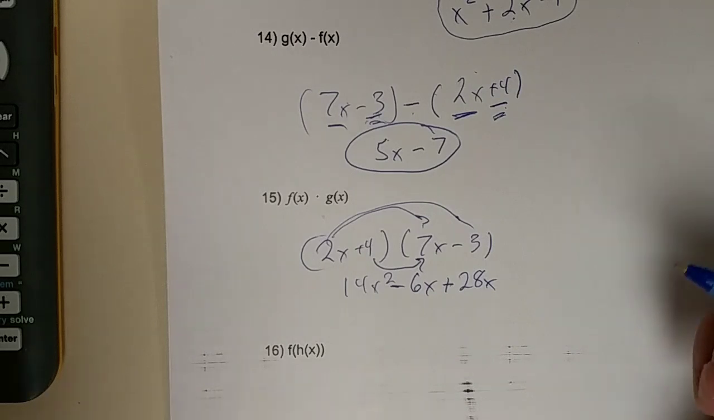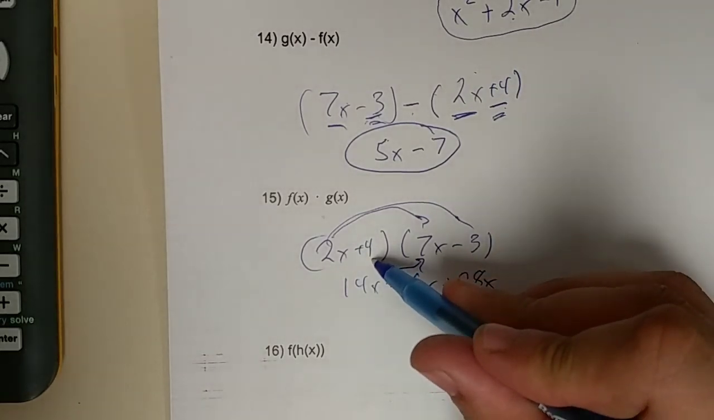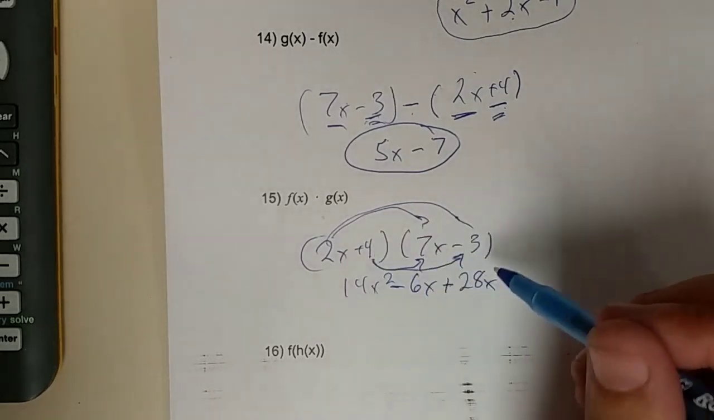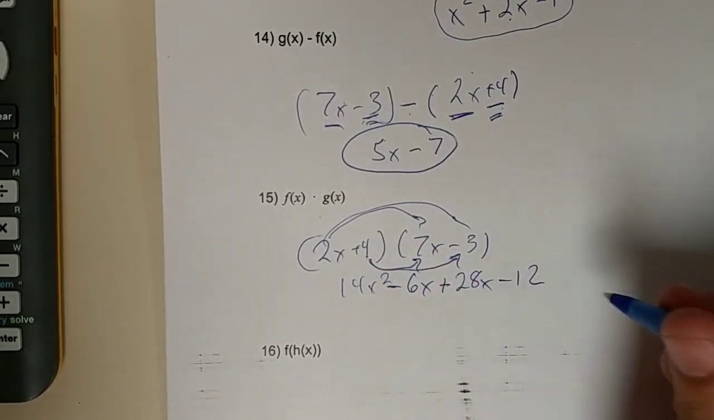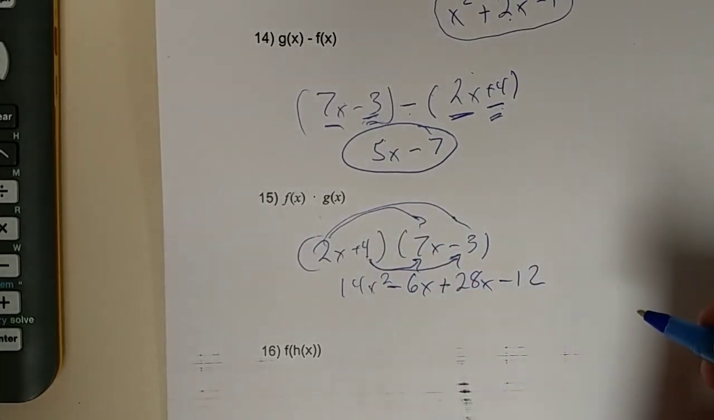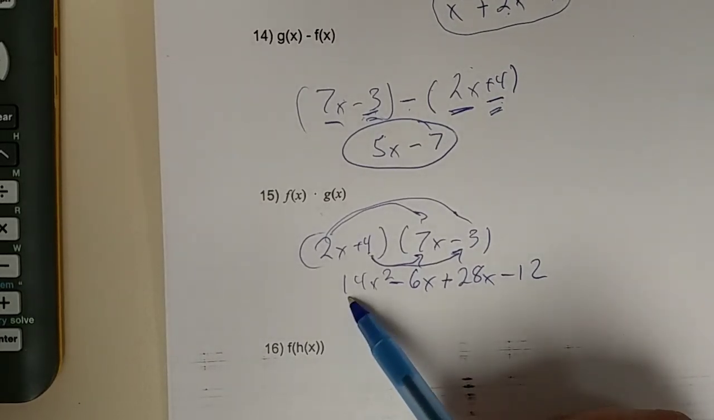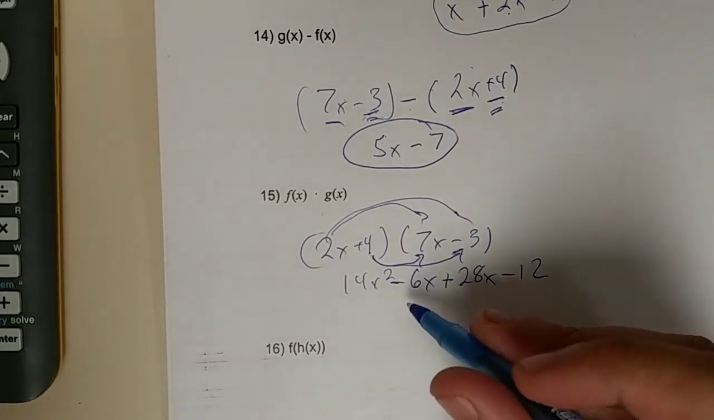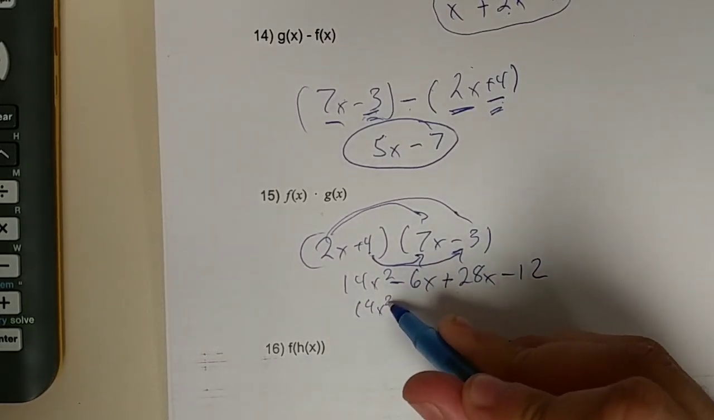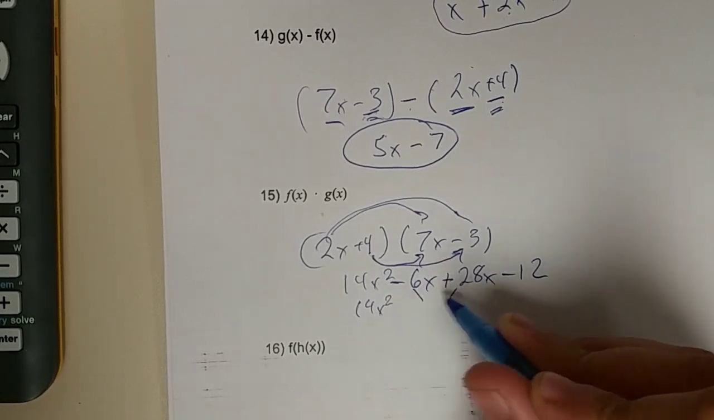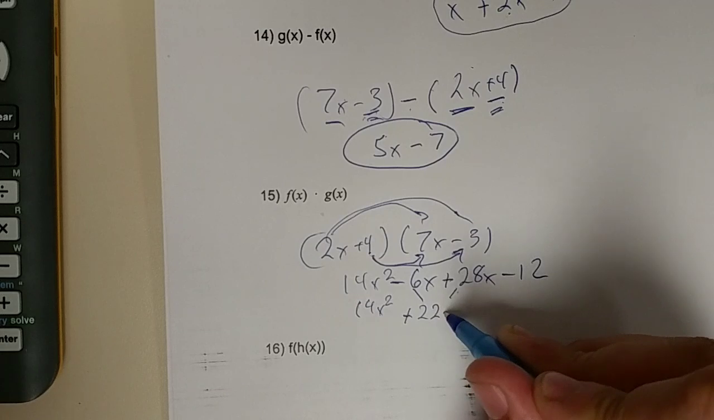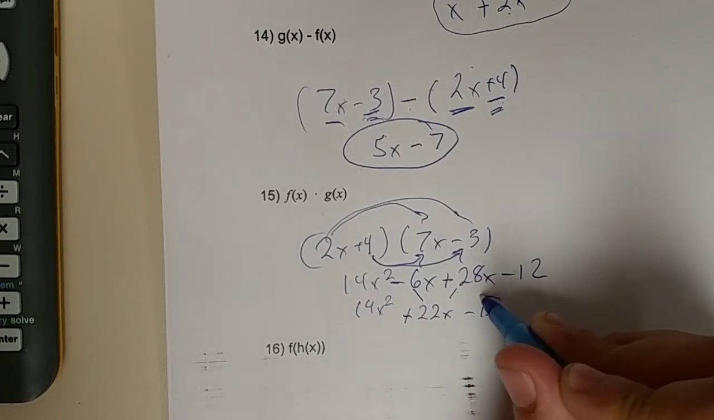And if you ever think I'm going too fast, just rewind and slow it down. YouTube gives you that option to slow down your speed. 4 times negative 3 is negative 12. Let's see, can we combine any like terms? X squared doesn't have any like terms, but negative 6 and 28 share like terms. So that's 14x squared. Negative 6 plus 28 is positive 22x minus 12.